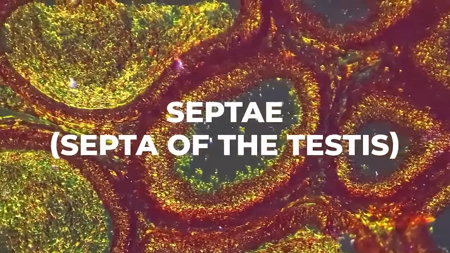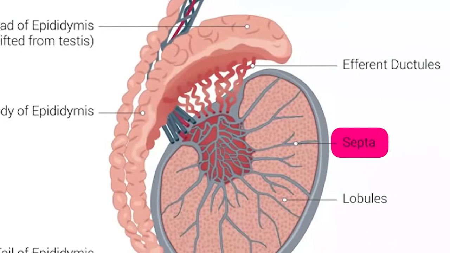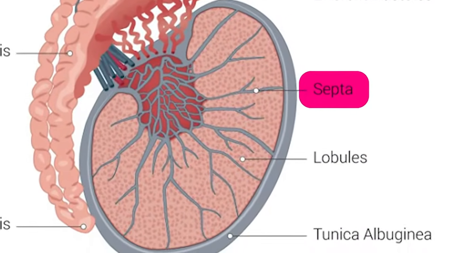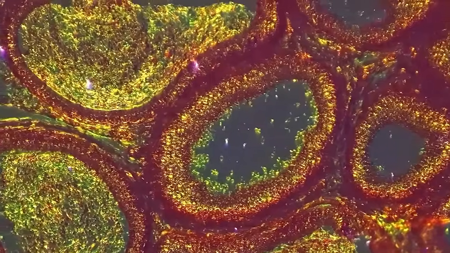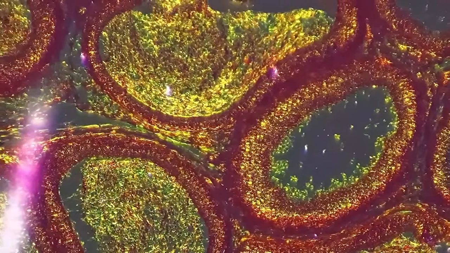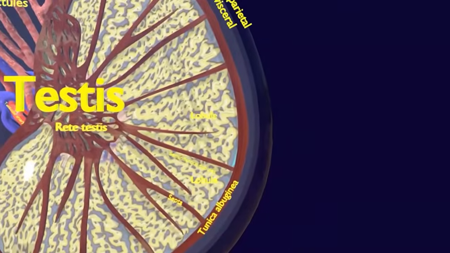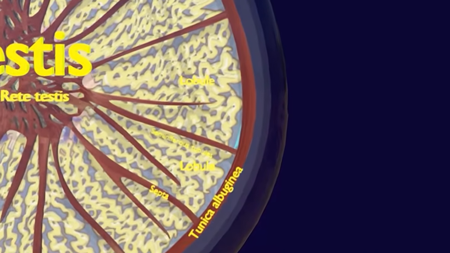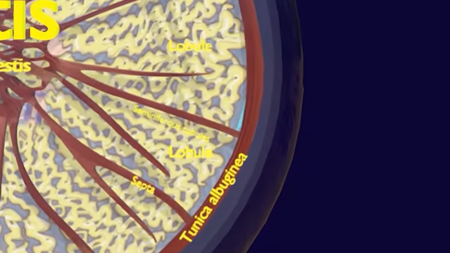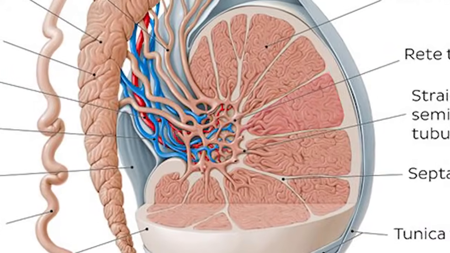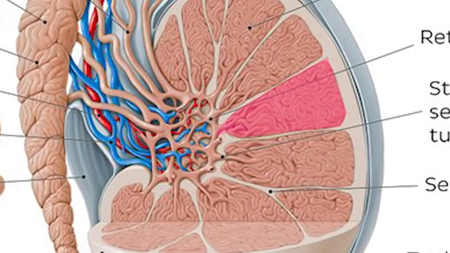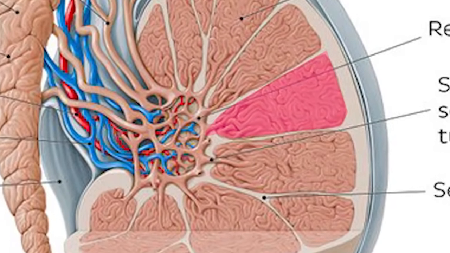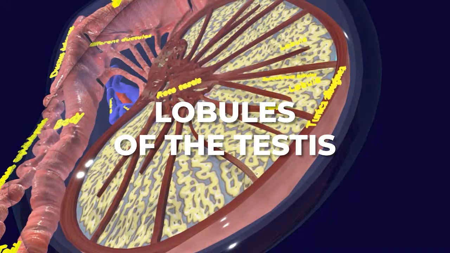Septae, or the septa of testis. The septae are thin, fibrous partitions that extend from the tunica albuginea into the testis. These septae divide the testis into individual compartments or lobules. Each lobule contains 1 to 4 seminiferous tubules, where sperm is produced. The septae not only serve as structural supports but also help organize the internal structure of the testis, facilitating efficient sperm production and transport. Lobules of the testis.